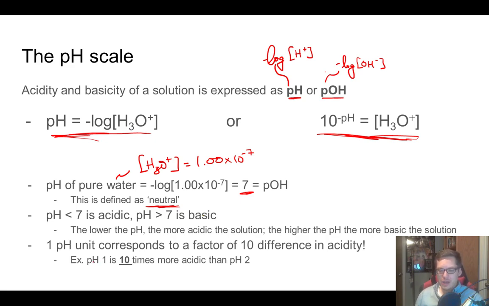Now, one thing to keep track of is your pH units, because it's logarithmic. Your pH corresponds to a factor of 10 difference in acidity. So if your pH goes up by 1, that means it's 10 times less acidic. For example, if you go from a pH of 1 to a pH of 2, you're 10 times less acidic by increasing from 1 to 2. So 1 is 10 times more acidic than 2.